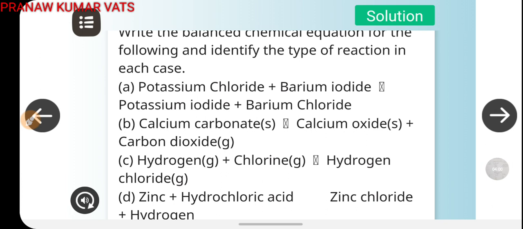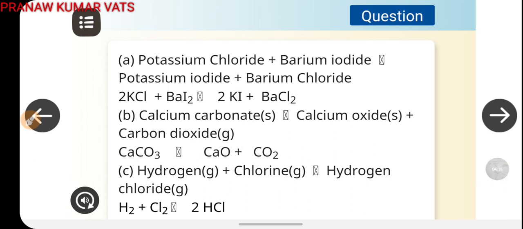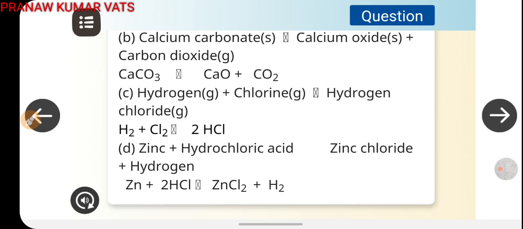But first try to answer all these questions by yourself, because I have already taught you the method of how to write the balanced chemical equation. So by using all those methods, try to balance these reactions. So here are the answers. Potassium chloride plus barium iodide gives 2KI plus BaCl2. Calcium carbonate, when heated, gives calcium oxide plus CO2. Hydrogen plus chlorine gives hydrogen chloride. Zinc plus hydrochloric acid gives ZnCl2 plus hydrogen gas.